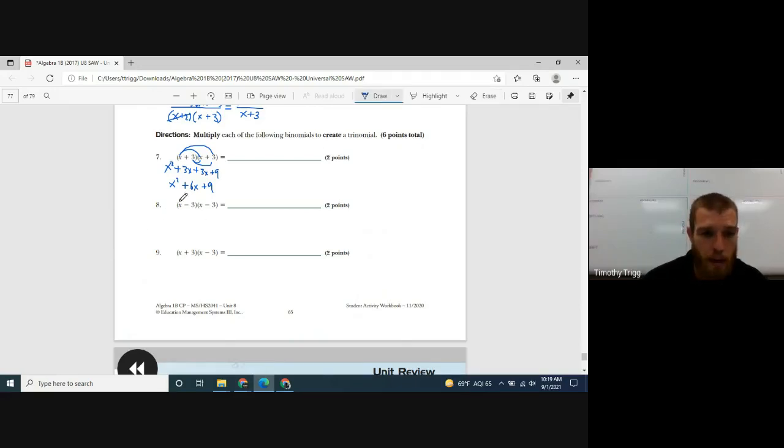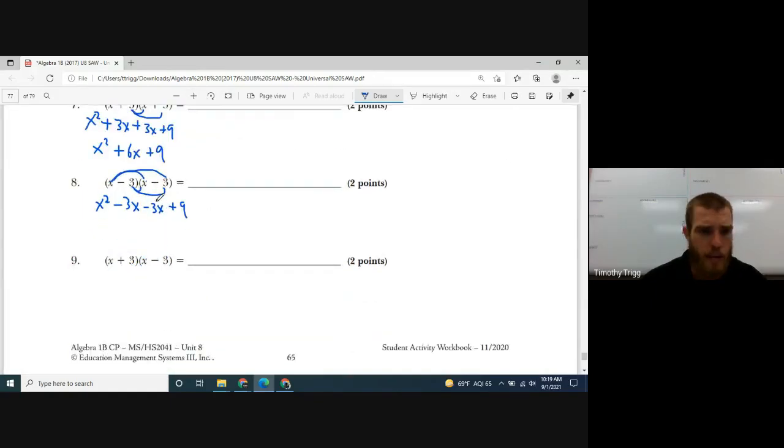You're just multiplying x times x, x times negative 3. So x times x, that's x squared. X times negative 3, that's negative 3x. And then negative 3 times x, negative 3 times 3. So negative 3 times x is negative 3x. And negative 3 times negative 3 is positive 9.